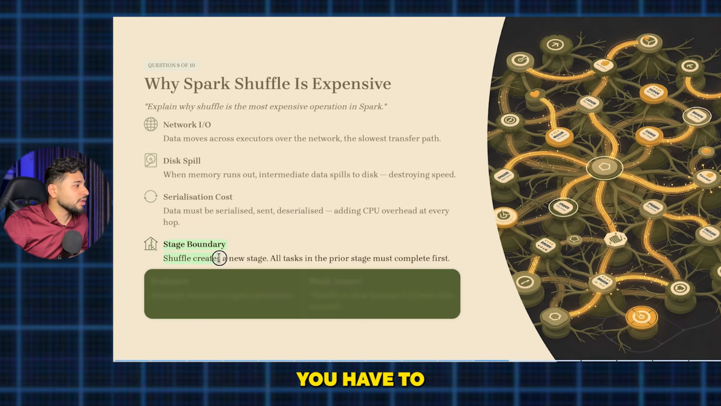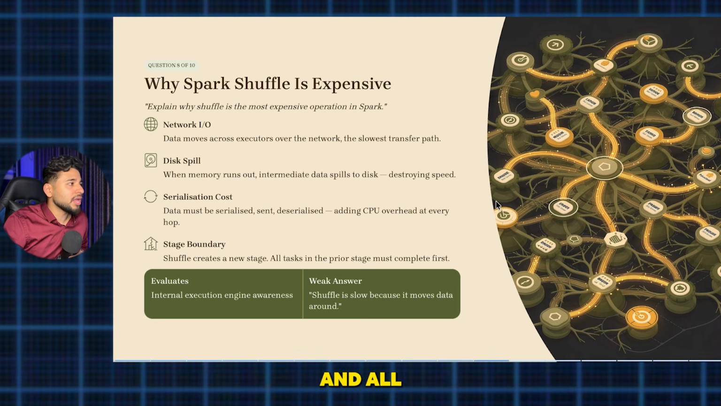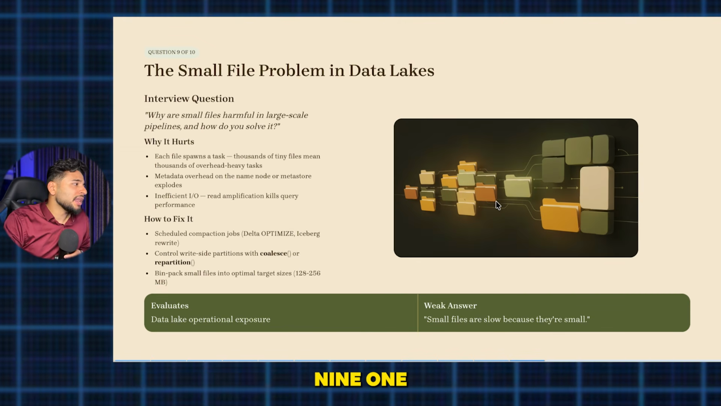Next thing, you have to figure out the stage boundary, basically what the stage boundary is and all. That is how you have to figure out those things. The ninth one is basically the small file problem, which I have told you about. We discussed the small file problem in the previous video also.